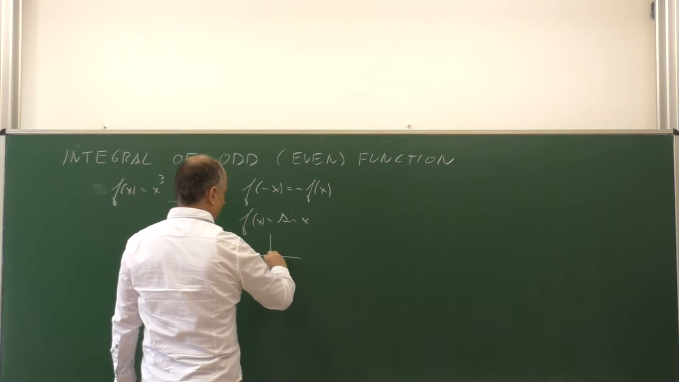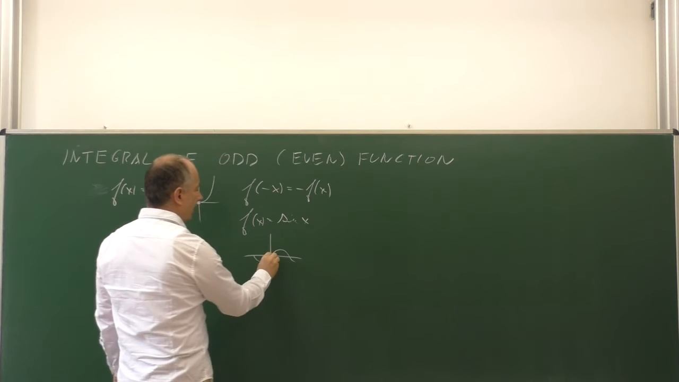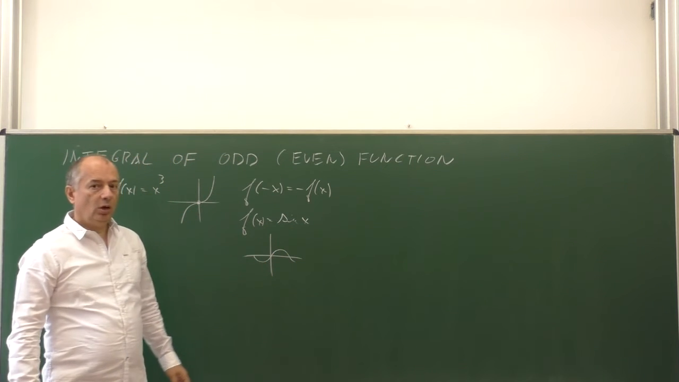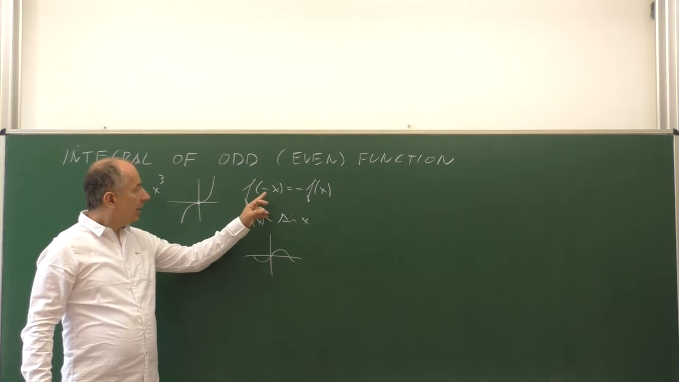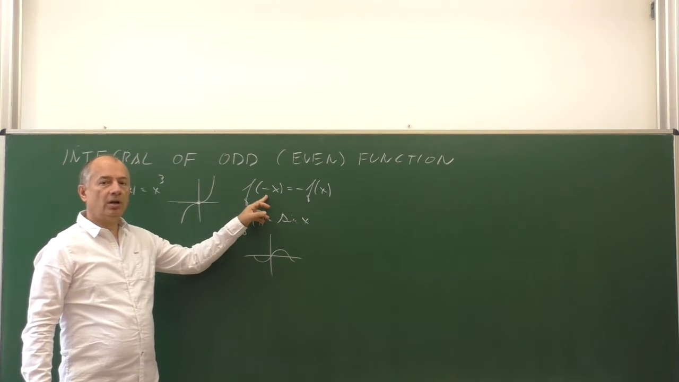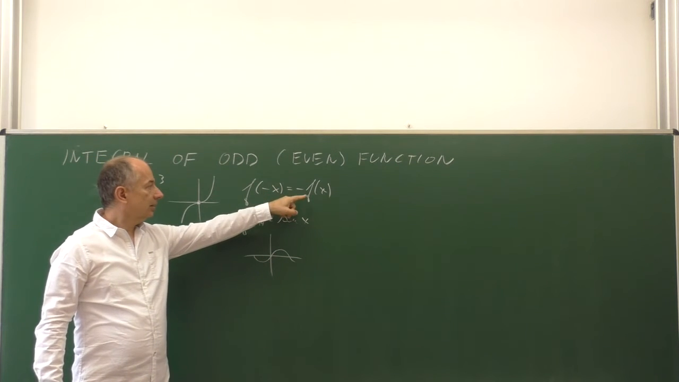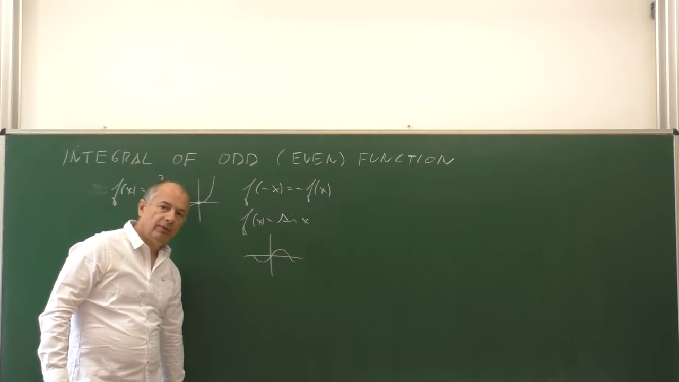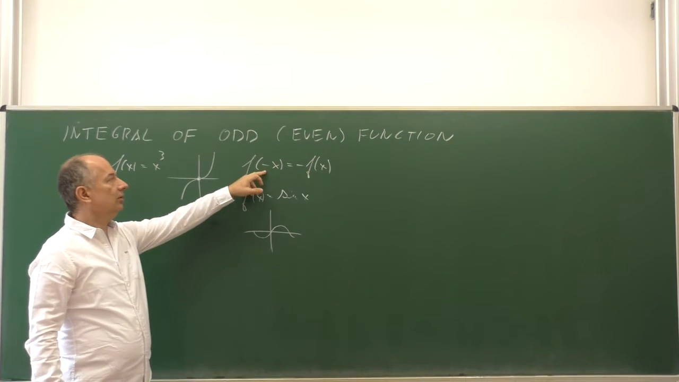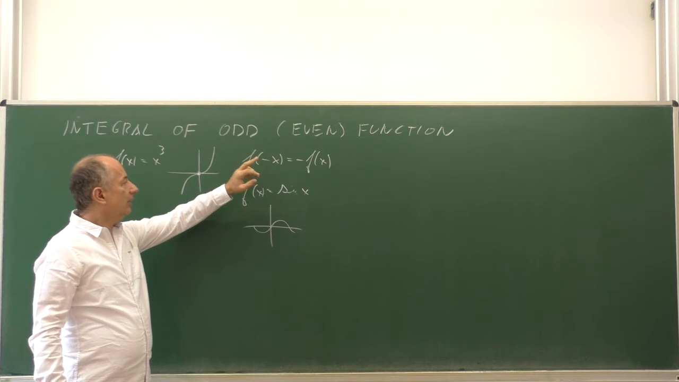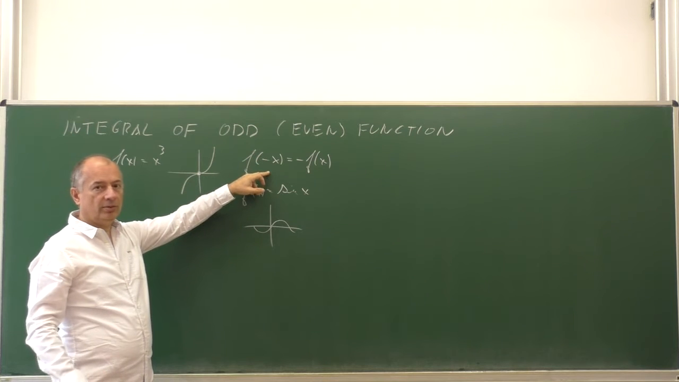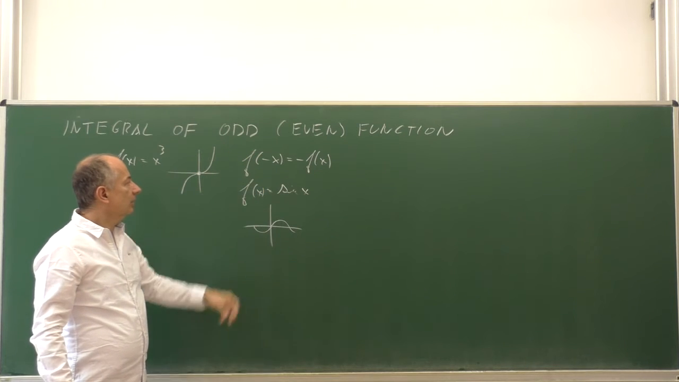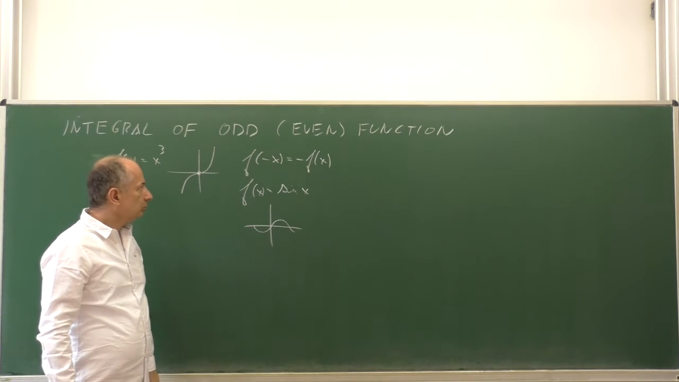Sine looks like that, and the graph is again symmetrical with respect to the origin. And if you change the sign of the argument, then it is equal to the opposite value of the original function value. So this is the definition of the odd function. And if this is true for all x in the domain of definition, then we say the function is odd.